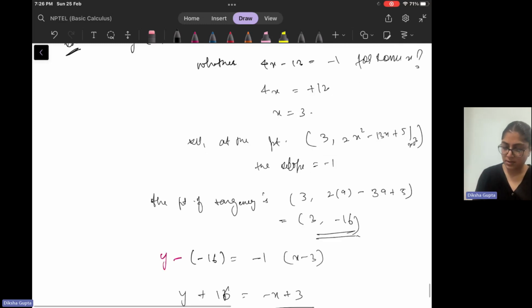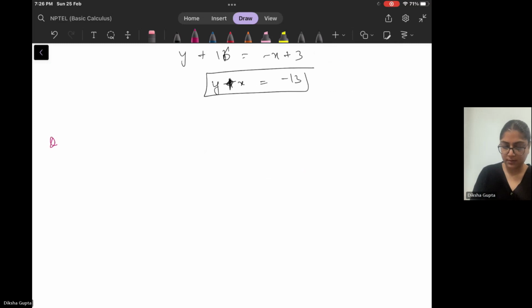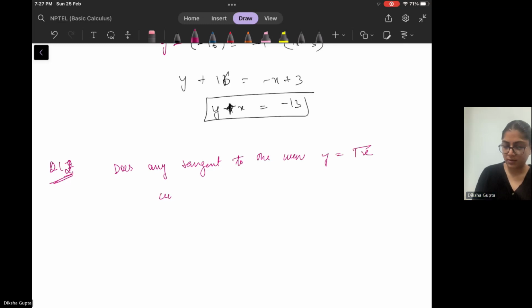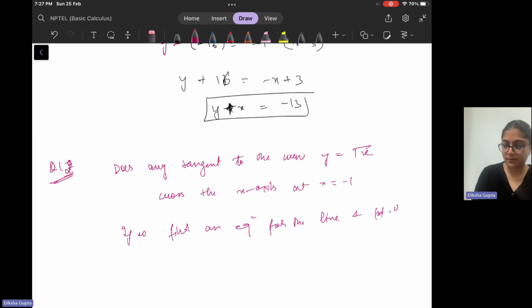Okay. So a similar question I will do next. Does any tangent to the curve y equals root x cross the x-axis at x equal to minus 1? If so, find an equation for the line and the point of tangency.